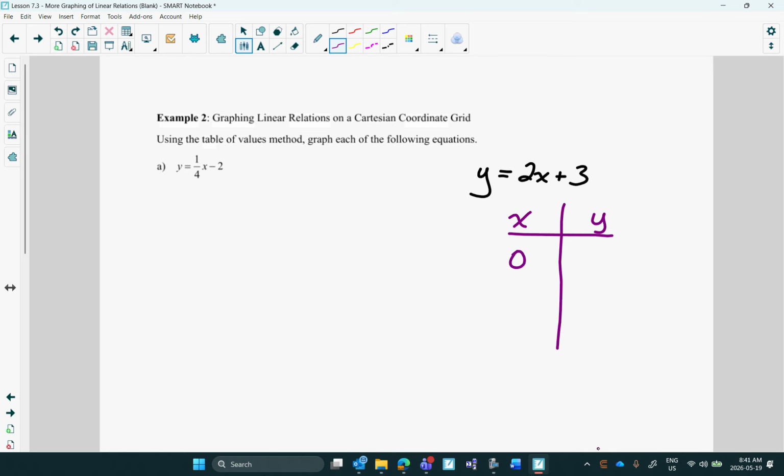And for this one, I would also pick 1 and 2 because those are pretty easy numbers to work with. So if I plug 0 in here and calculate this side, what do I get? 2 times 0 plus 3? 3. So 2 times 0 plus 3 is 3. That means one of the points that I'm going to graph is (0, 3).